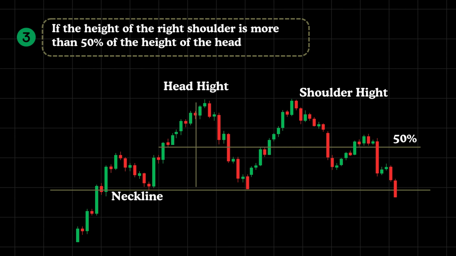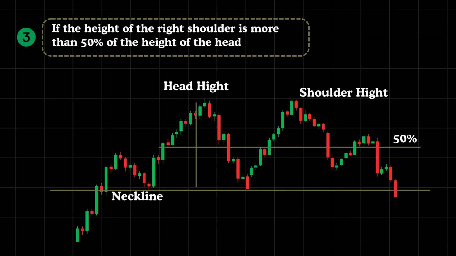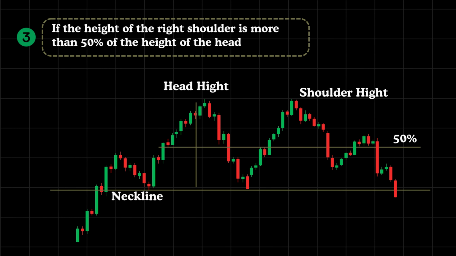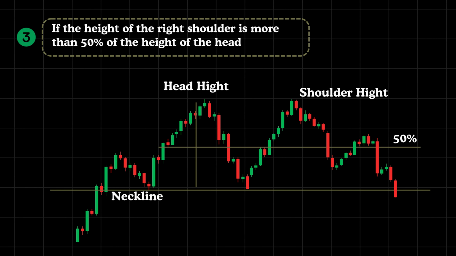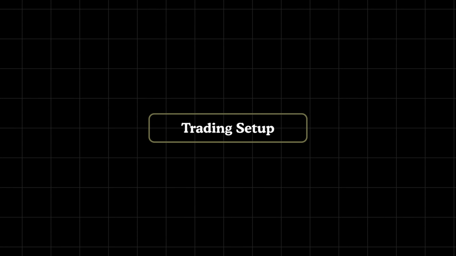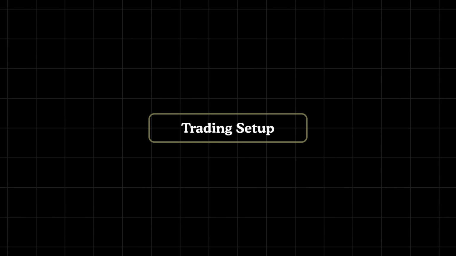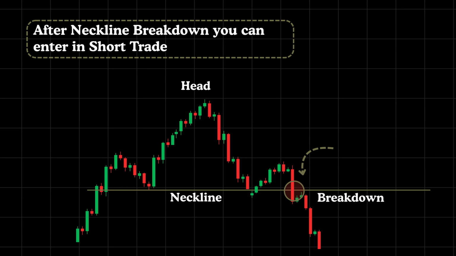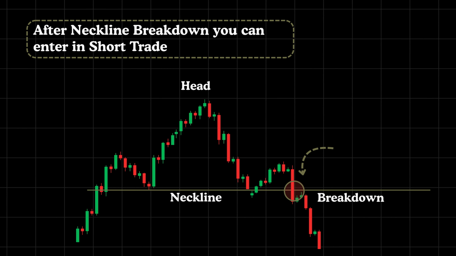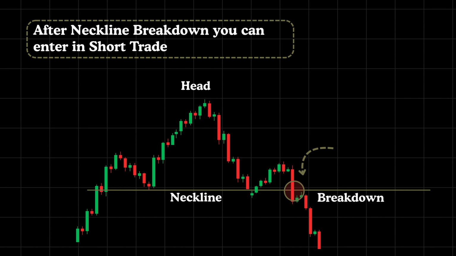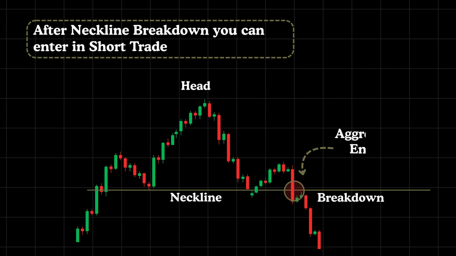By keeping these important factors in mind, let's now discuss how you can make a proper trade entry in the head and shoulders pattern. The head and shoulders pattern is primarily used as a reversal trading setup. So, if the market is in an uptrend, you can take a short trade after the breakdown of the neckline. However, this type of entry is considered an aggressive trade entry.